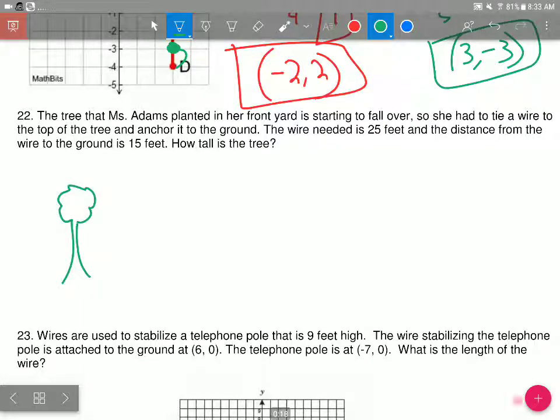And she has to tie a wire from the top of it to the ground. And there's your ground. All right. The wire needs to be 20 feet. 25 feet. So the wire is 25 feet.